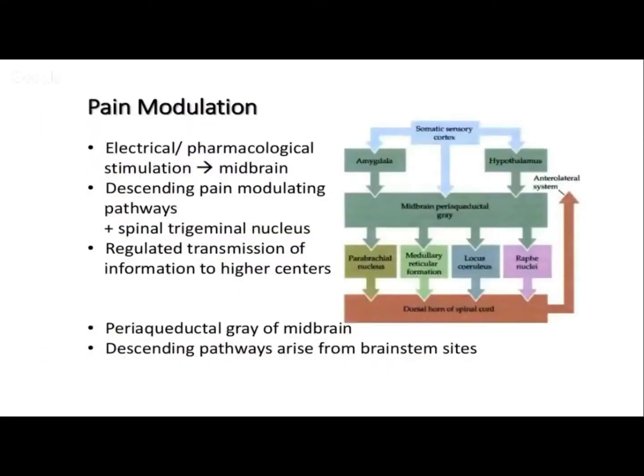Then, this is the same thing. There is also some modulation of the pain. There are some descending pathways that modulate the pain, both at the level of the thalamus and beyond. So the somatosensory cortex sends messages to the amygdala, to the hypothalamus, and the midbrain periaqueductal gray, and it sends information through the other nuclei to modulate the perception of the pain.